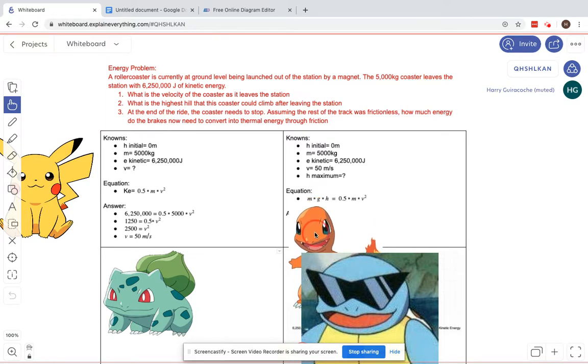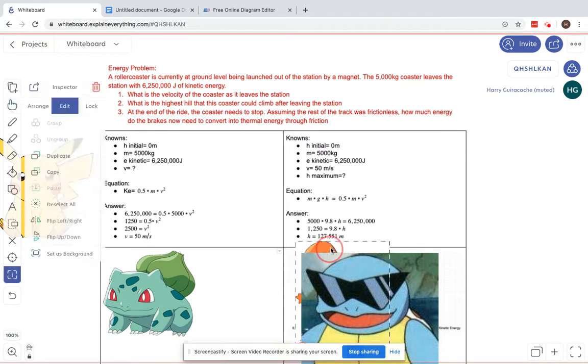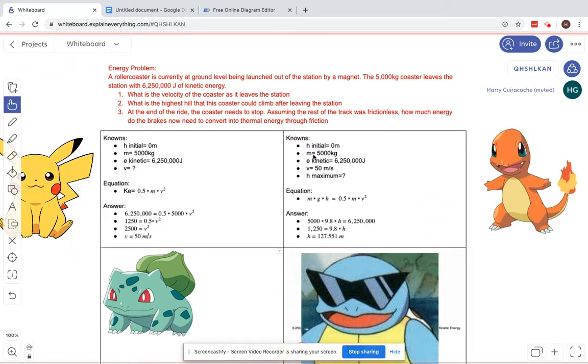So we use the equation mgh equals 1/2 mv squared. And you may wonder, we don't have a lot of these variables, but actually most of what we determined is already in KE. Because we found out kinetic energy is 6,250,000 joules, we can actually substitute it here. So all we're solving for is 5,000 times 9.8 times height equals 6,250,000. Doing algebraic work, you'll find that the maximum height is 127.551 meters.